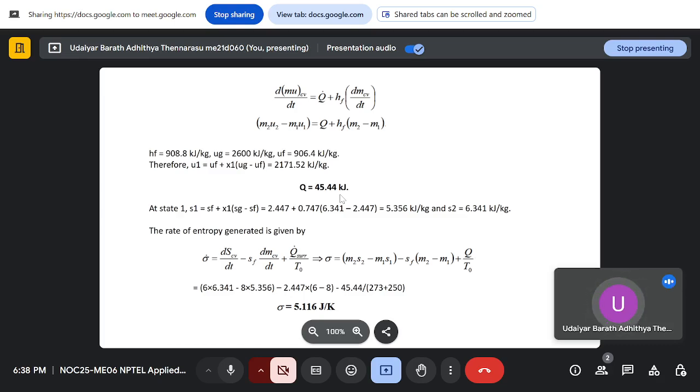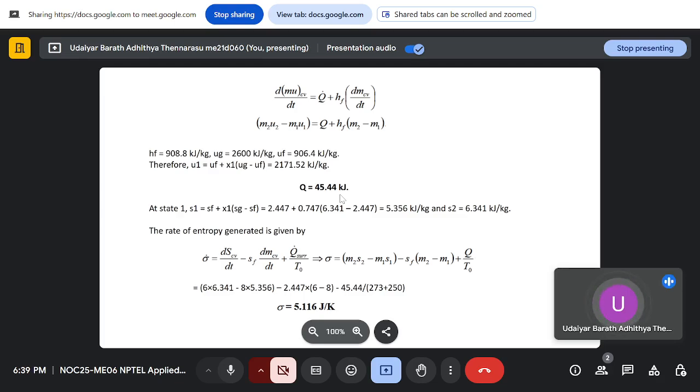Sf is 2.447 and the saturated steam entropy is 6.341, and we know the dryness fraction is 0.747. Substituting, we get the entropy at state 1 as 5.356 kilojoule per kg. Similarly at state 2, it is fully saturated vapor or saturated steam at the same pressure, so the entropy is the same as saturated steam, which is 6.341 kilojoule per kg.